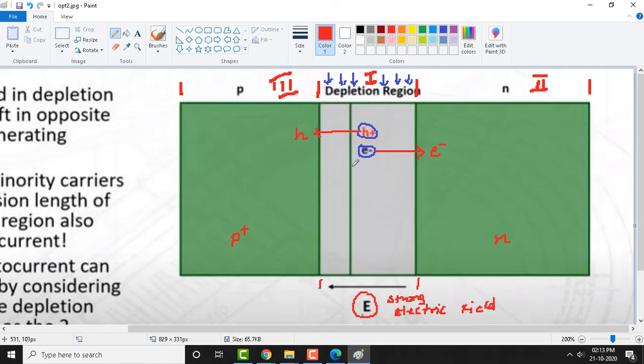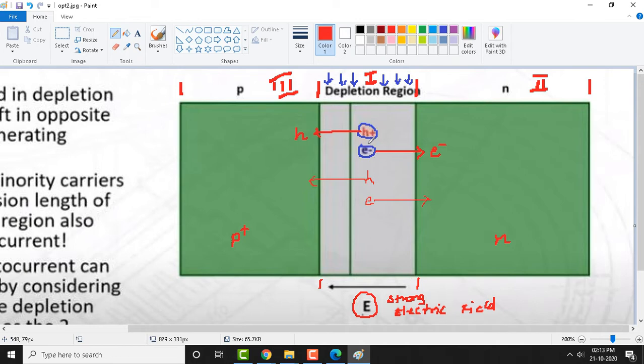Okay. Here is one observation you need to make. Though we have shown one electron and one hole here, in a real depletion region you will see plenty of electron hole pairs like this. There is an electron and there is a hole. All these holes coming here, the electric field will push into the P plus region, and electrons are pushed into the N region. This is what happens in the depletion region whenever charge carriers are present.